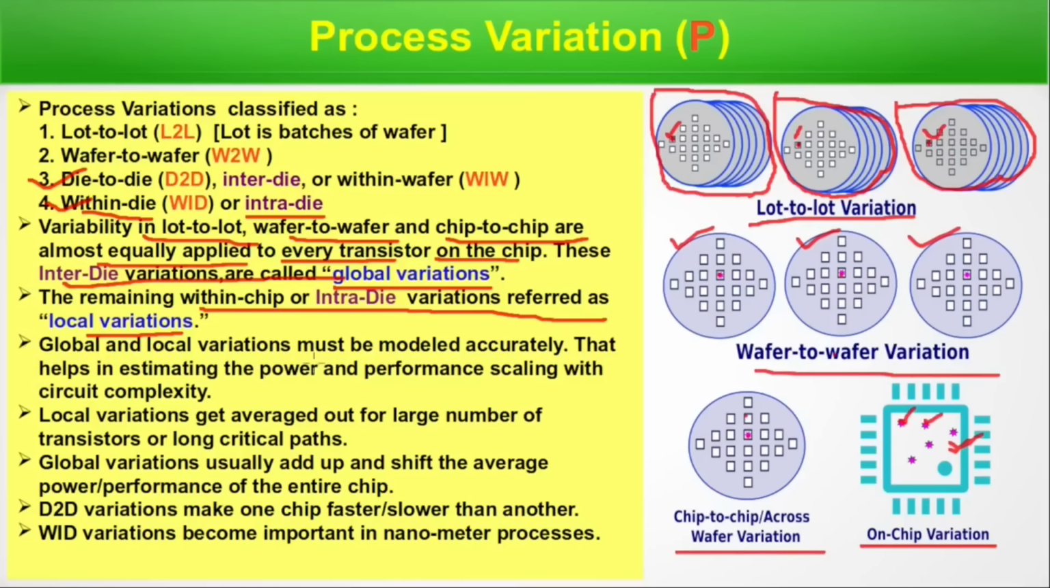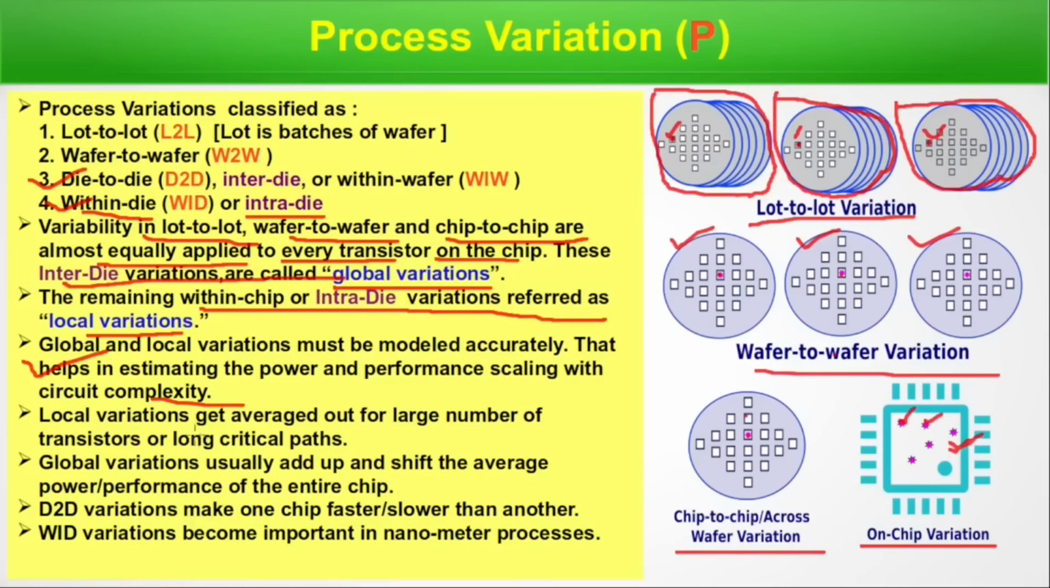Now global and local variations must be modeled accurately. That helps in estimating the power and performance scaling of the circuit complexity. During analysis, we must model this variability. Otherwise, we can never estimate the yield or performance, and that estimation will be wrong.